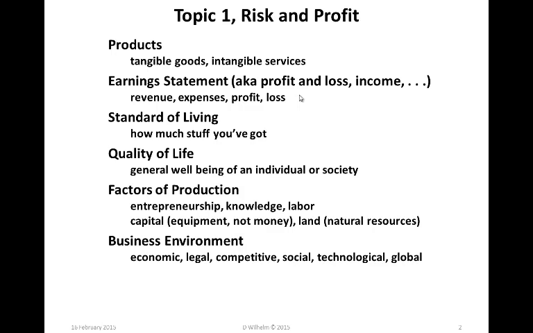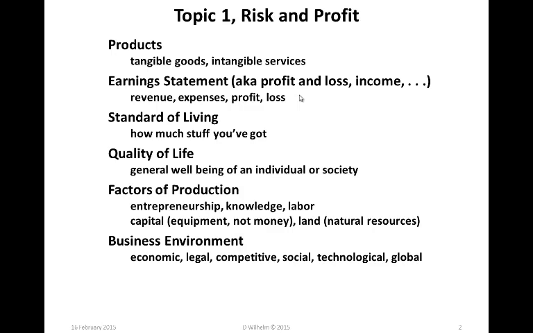The 2 non-human factors of production are capital and land. In this case, capital refers to capital equipment, not money, as it usually does. Land includes land, natural resources.